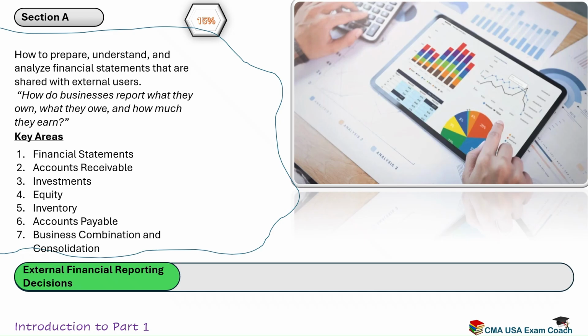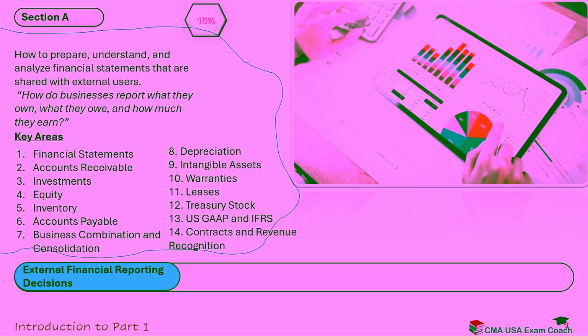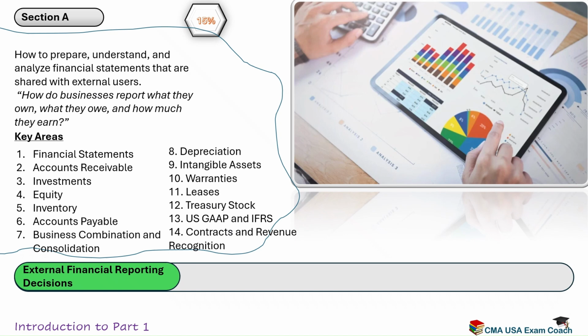1. Financial statements. These are the official reports of a company's financial performance and position. You'll learn about the income statement, balance sheet, and cash flow statement, and how they connect to each other. Think of them as a story: what the company earned, what it owns, and how it manages its cash.